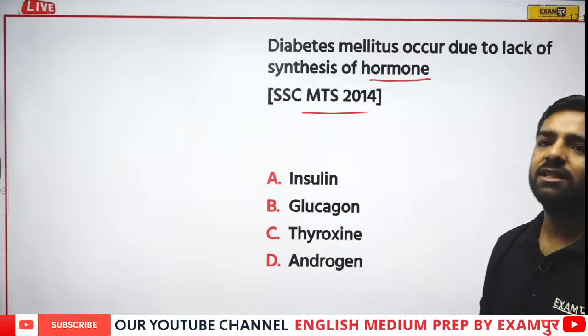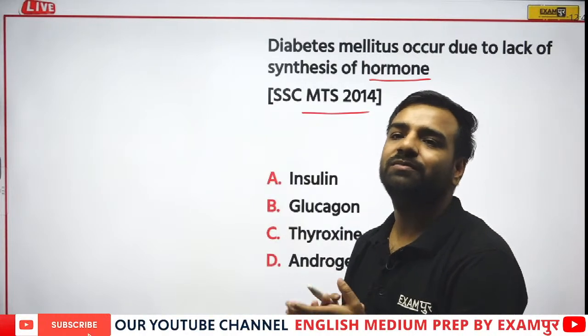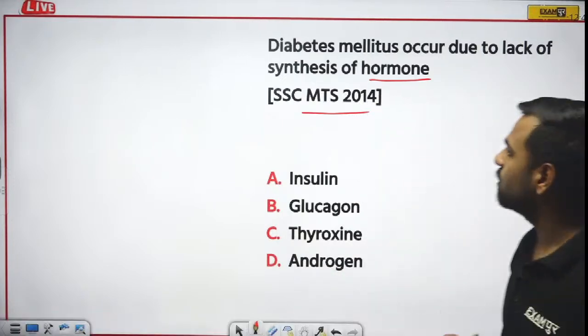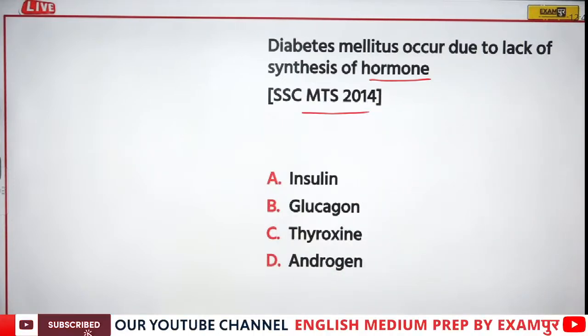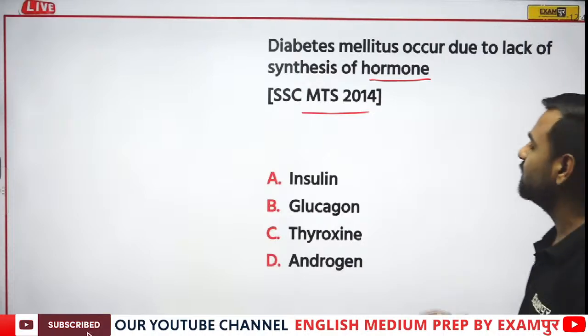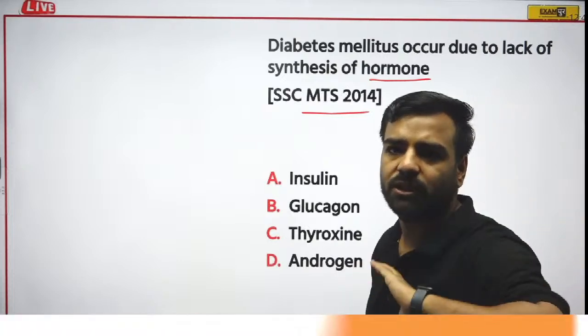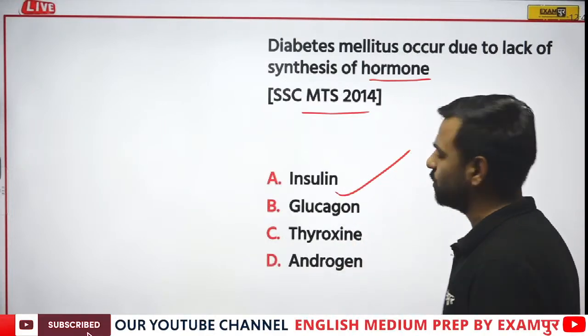Sudesh, I'm waiting for your answer for a long time. So yes, Momita is with A, Nikita is with A, Sana is with A, Ilma is also with A. We were talking about diabetes mellitus, which is occurring due to lack of synthesis of which hormone? And yes, you all are correct. Ilma, Sana, Nikita, Momita, you all are correct. The correct answer is insulin.